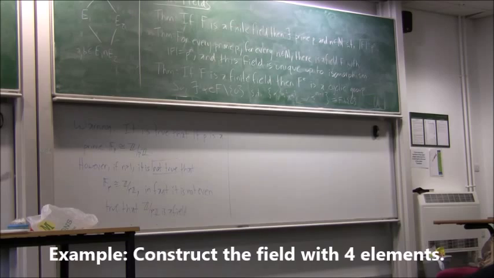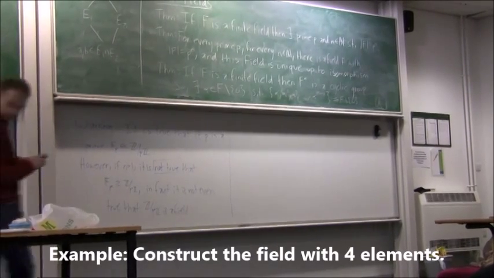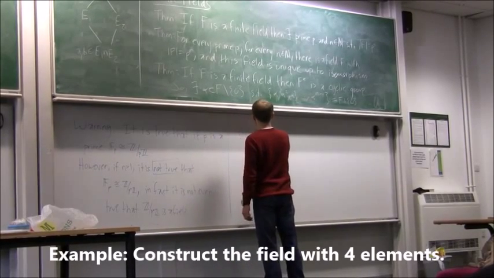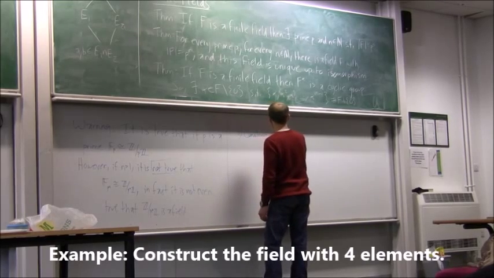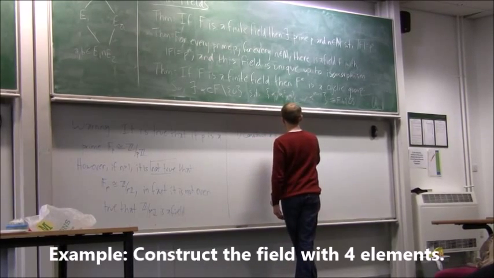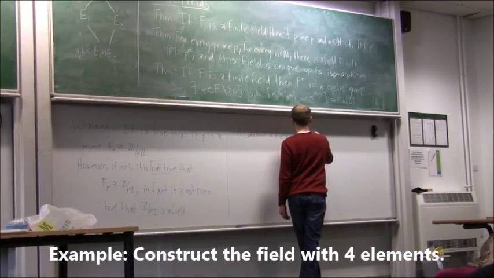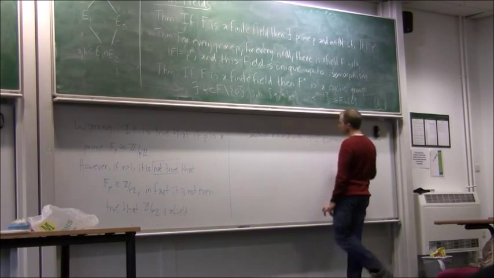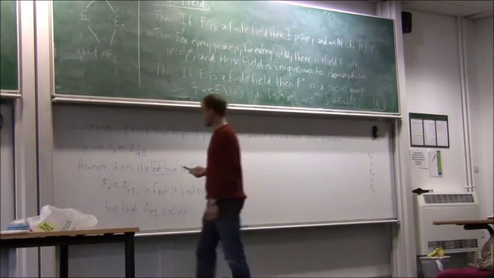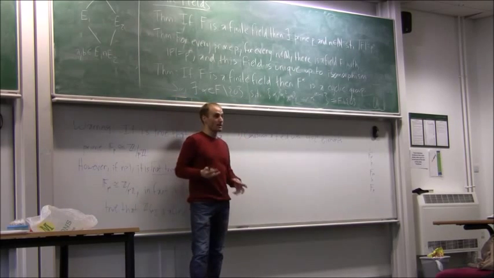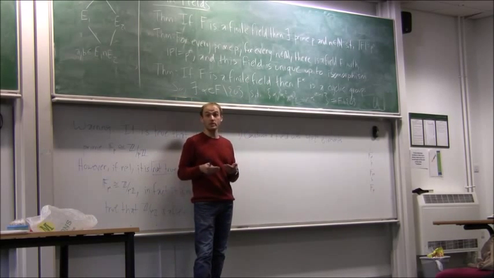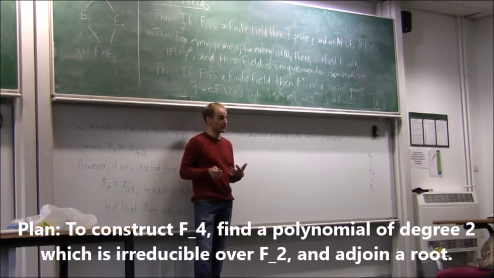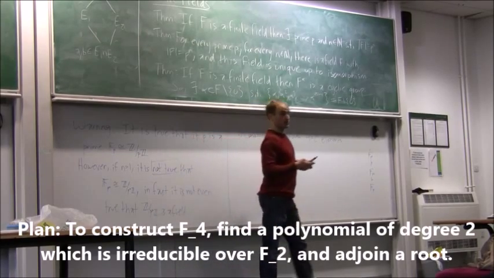So, example number 1. Let's construct a field with 4 elements. 4 is 2 squared. So when I ask you to construct a field with 4 elements, what you want to do is start with a field with 2 elements, then find an irreducible polynomial of degree 2, and then adjoin one of the roots.